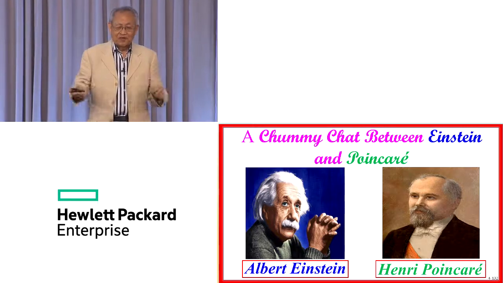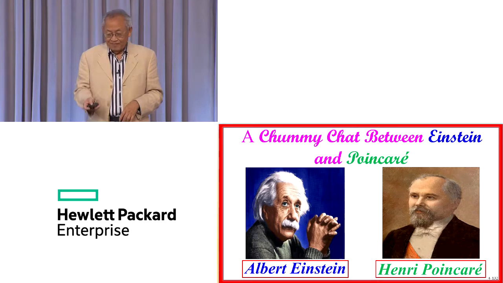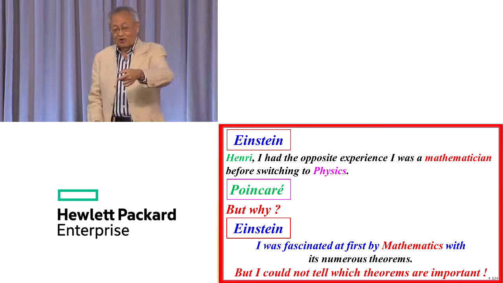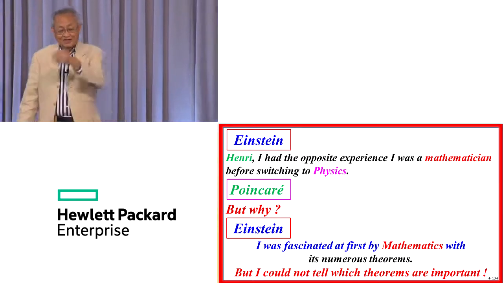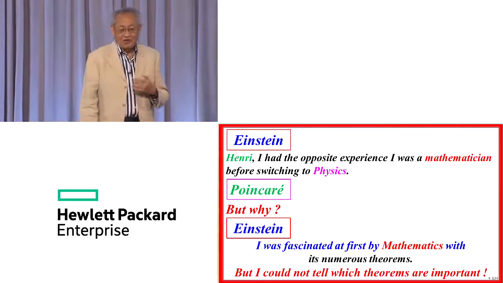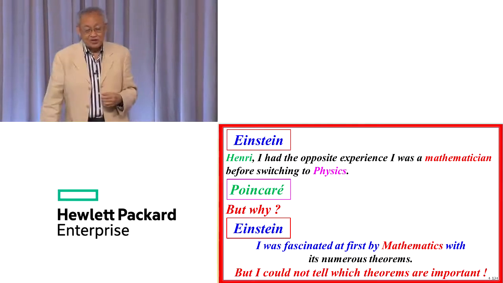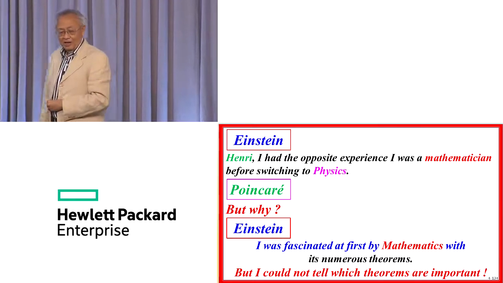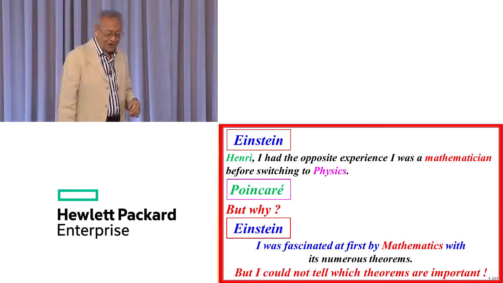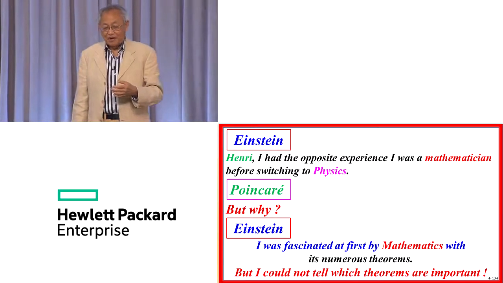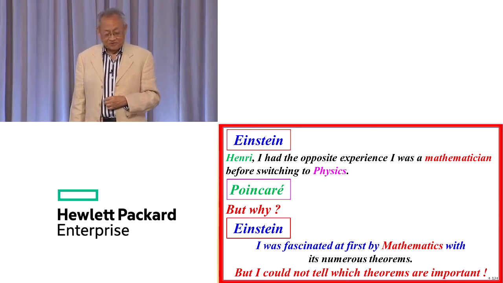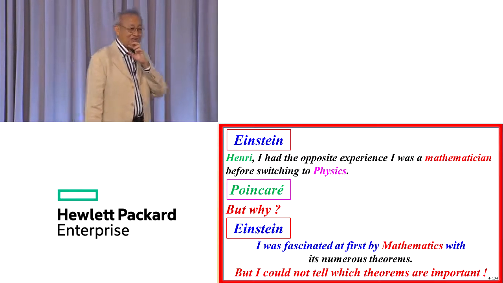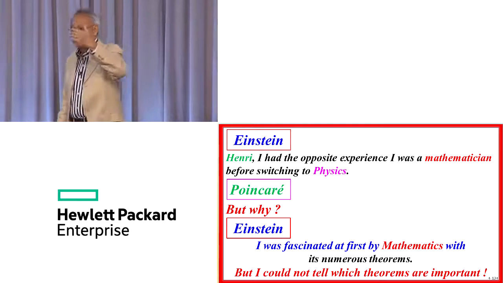So at one of those get-togethers, Einstein began to tell, I reversed the order. So Einstein started by asking Poincaré, Henry is his name, "Henry, I was a mathematician, actually, before switching to physics." So Poincaré said, "But why do you do that?" So Einstein said, "I was fascinated at first by mathematics with its numerous theorems, but I could not tell which theorems are important." So Einstein switched, he says he doesn't understand the significance.